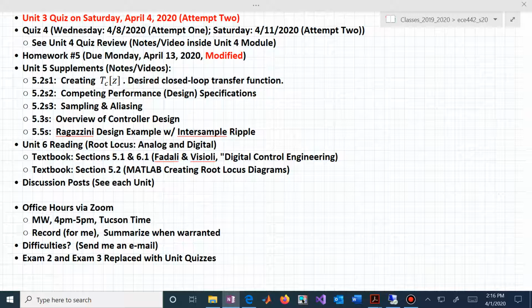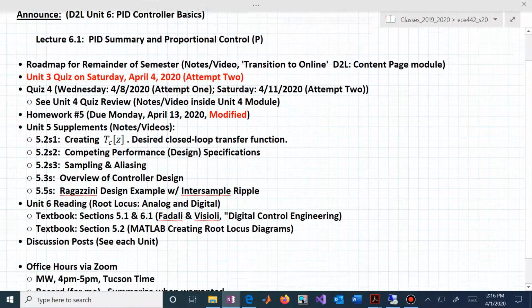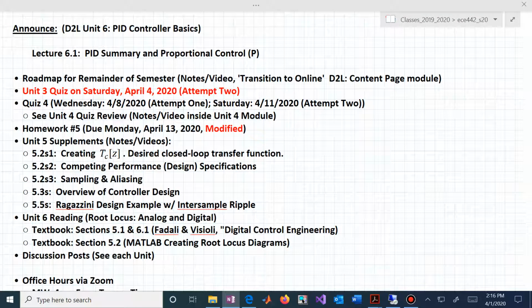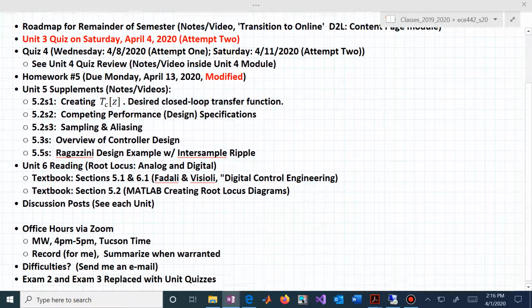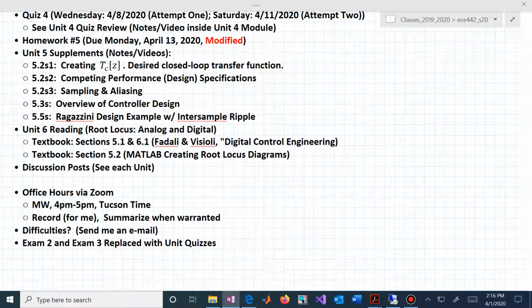This is the lecture 5.5, which is a supplement, but it deals with the second example for the Ragazzini design, and that particular example helps illustrate this concept of intersample ripple. For Unit 6, which is what this is beginning for, this is Lecture 6.1, you can start reading in subsequent sections of the textbook for the class.